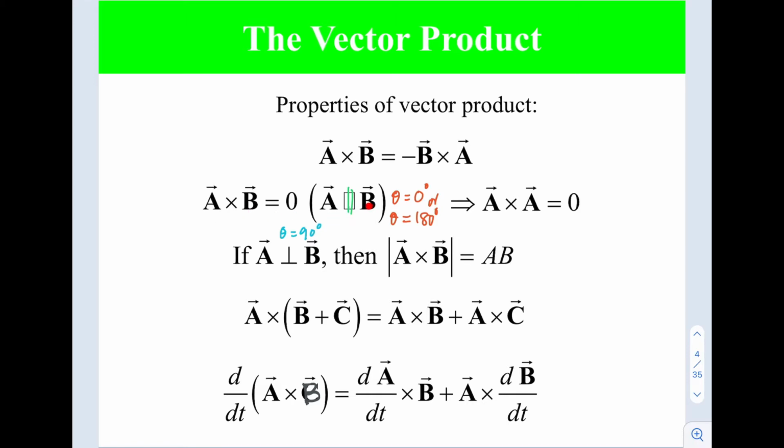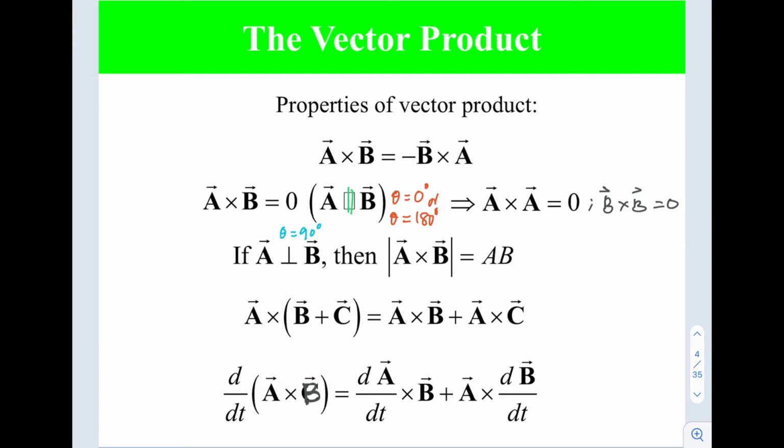A cross B will be 0 if A is parallel to B, which means theta is 0 degrees, or anti-parallel to B, where theta is equivalent to 180 degrees, because sin 0 or sin 180 degrees gives you a 0 value. So it goes the same for A cross A, which will be 0. The same goes for B cross B, which also gives you 0 because they are in the same direction, so the angle is 0 degrees.